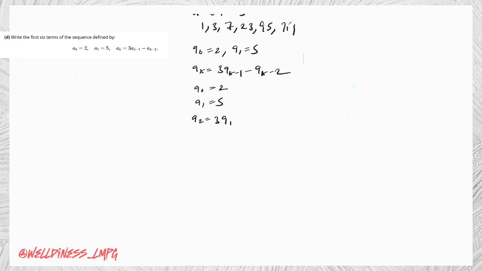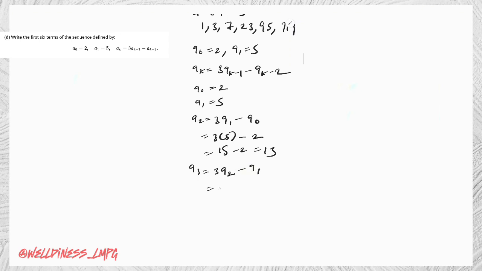So what we have to do is substitute 2 everywhere we have K. So that will give you 3A(2 minus 1), which will give you 3A1. And for the other side, we have A(K minus 2). So that will be A(2 minus 2), which will give you A0. So 3 times A1, we know our A1 is 5. So 3 times 5 will give you 15, and minus A naught, which our A naught is 2 from the question. So 15 minus 2 will give you 13.